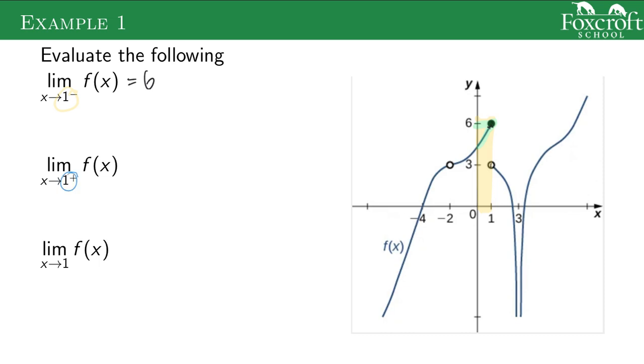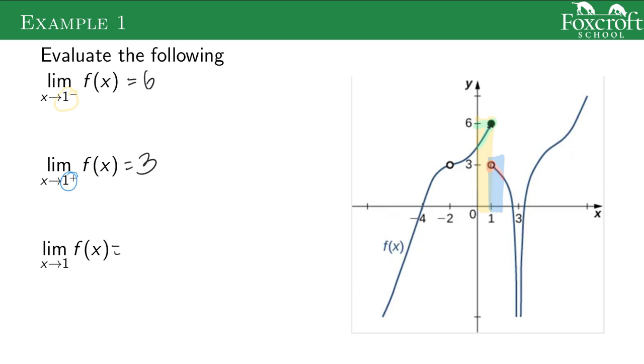What about with the plus? Now we're looking just on the right-hand side of 1, so we're looking at these values over here. With those values, you can see my graph is traveling up to this open circle, and that open circle is at 3. Again, because we're just looking to the right, if you could see my hand, you can cover up the part of the graph you don't care about. I just care about the right of 1, and that'll give you your limit value.